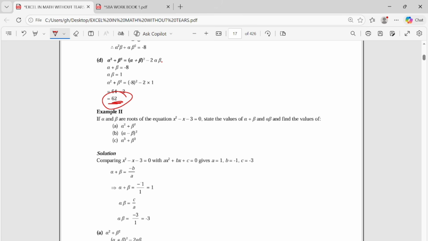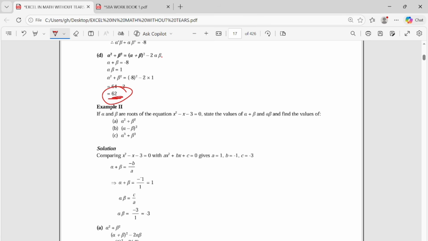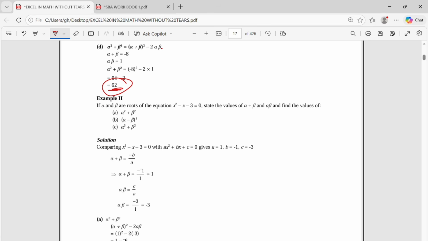So for example 2, we are still given that quadratic equation in there, and they have told us that alpha and beta are the roots of that quadratic equation. So find the values of alpha plus beta and then alpha beta, and after that find the values of alpha squared plus beta squared, and then alpha minus beta squared, and this other part. So we still follow the same concept.